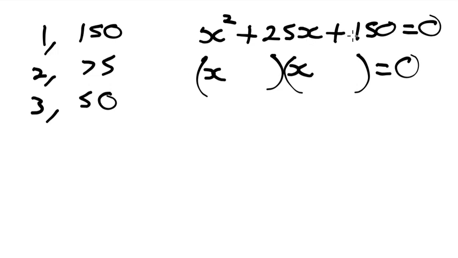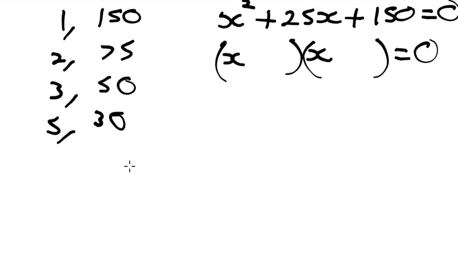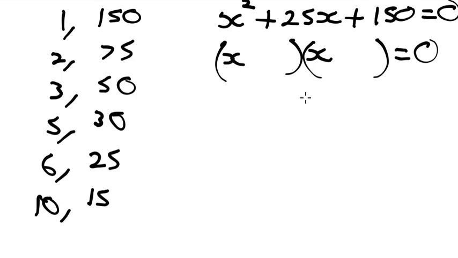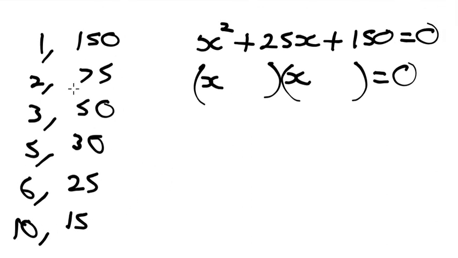4 doesn't go into it. 5 goes into it. 5 and 30. 6 goes into it 25 times, so 6 and 25. 7 doesn't go into it. 8 doesn't go into it. 9 doesn't go into it. 10 goes into it 15 times. 10, 15. And then 11 doesn't, 12 doesn't, 13 doesn't, 14 doesn't. And we've already got 15 there. So that's them all. That's a big list.